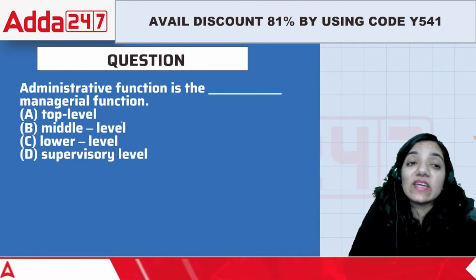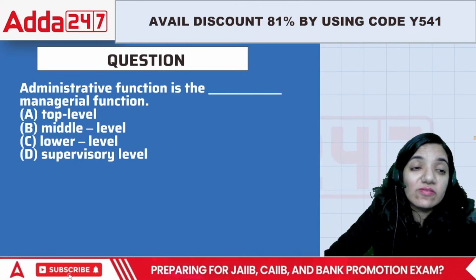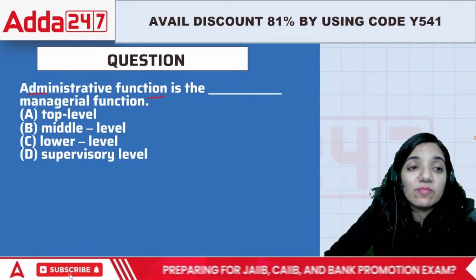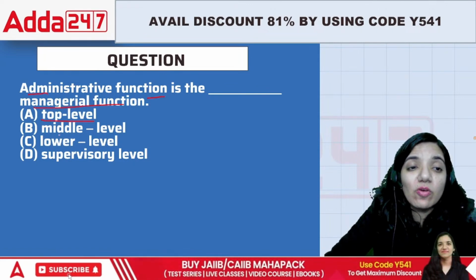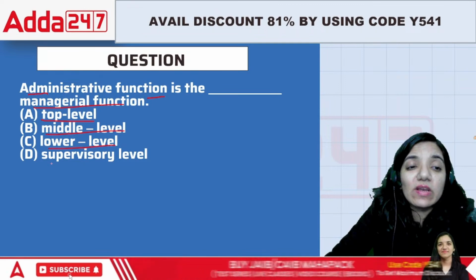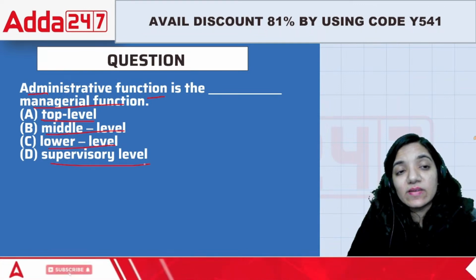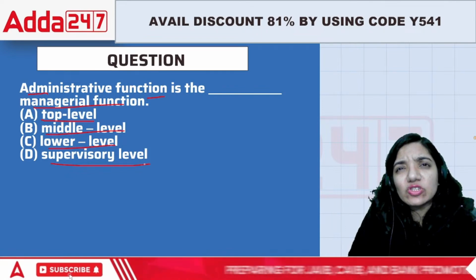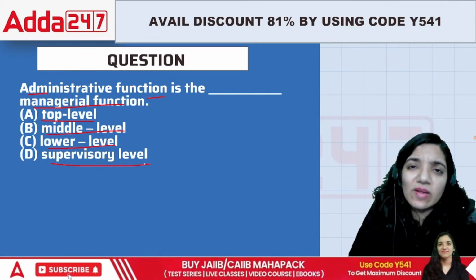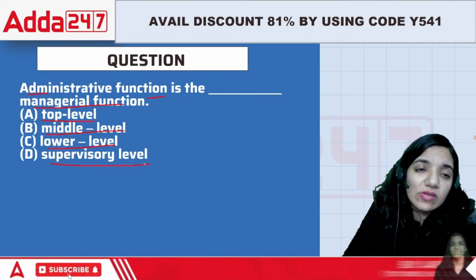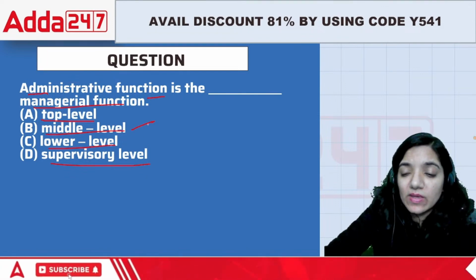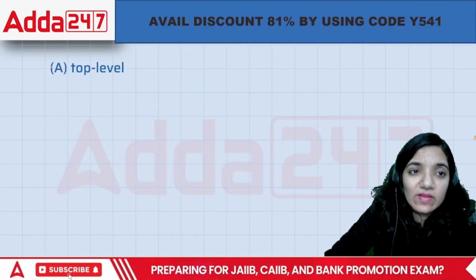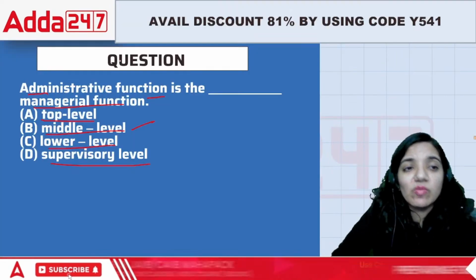Here comes the next question. Administrative function is the managerial function of which level: top level, middle level, lower level, or supervisory? When we talk about administrative function, decision making and everything is done by the top level. They lead the organization. But it has to be the middle level. The answer is middle level. The answer is not top level.